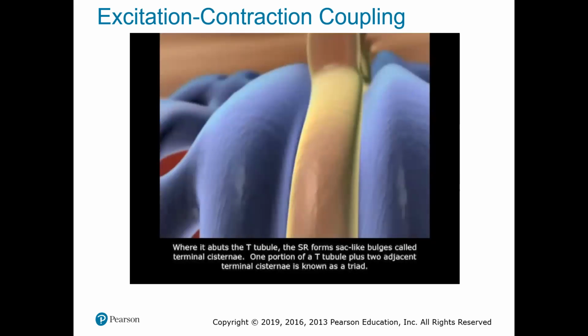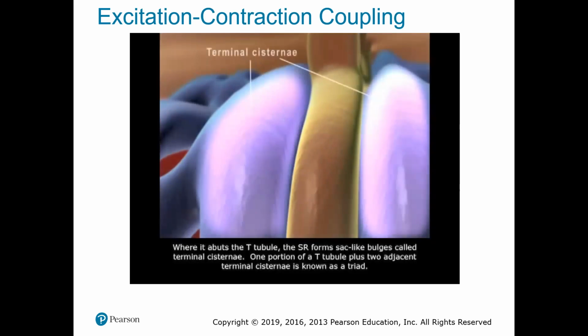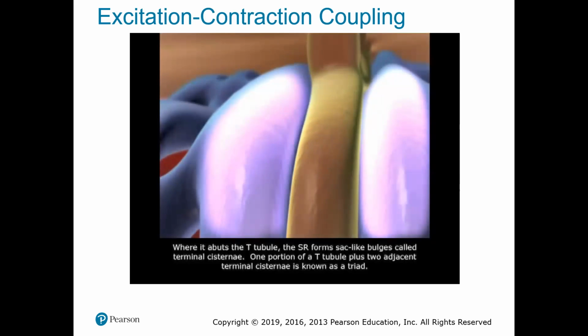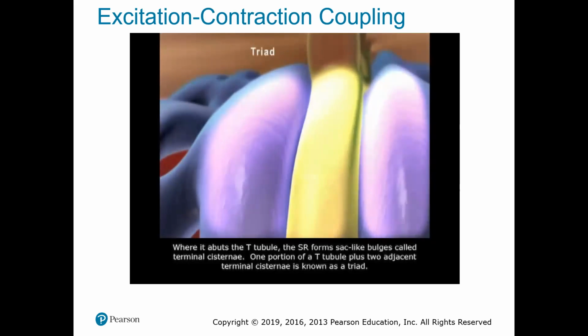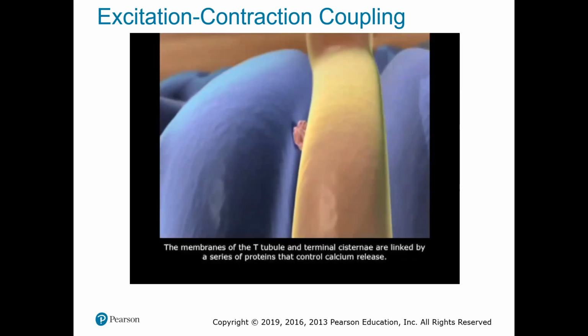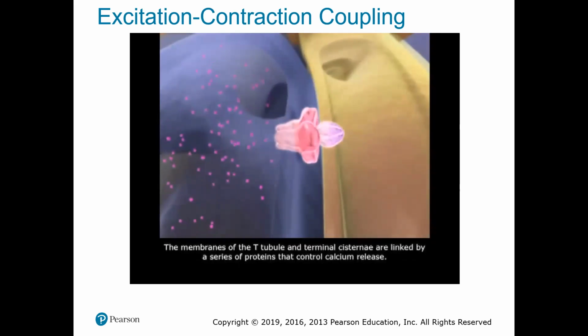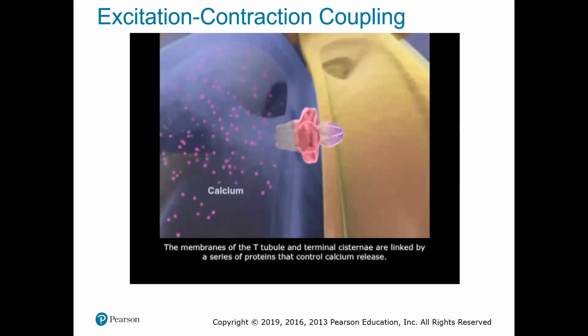Where it abuts the T tubule, the SR forms sac-like bulges called terminal cisternae. One portion of a T tubule plus two adjacent terminal cisternae is known as a triad. The membranes of the T tubule and terminal cisternae are linked by a series of proteins that control calcium release.